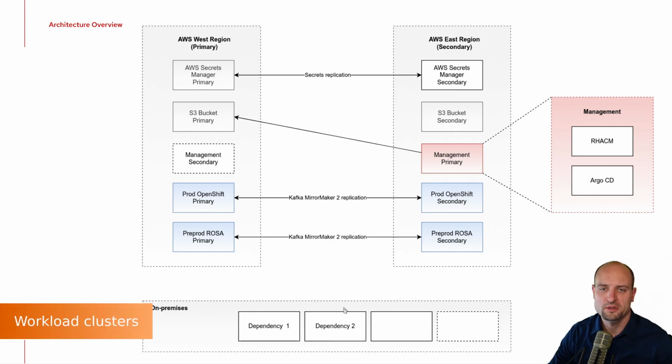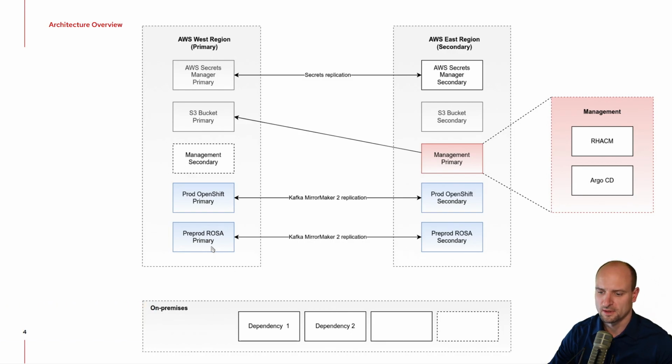We use several OpenShift clusters to host our application workloads. In the diagram, they are depicted using the blue color. You can see that we have a pair of pre-production OpenShift clusters, and also a pair of production OpenShift clusters. Pre-production clusters host several environments. Those are dev, test, and stage.